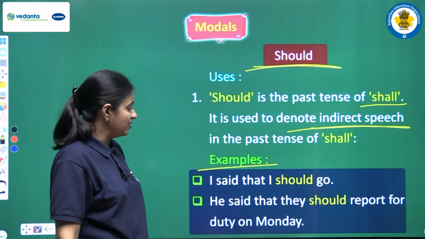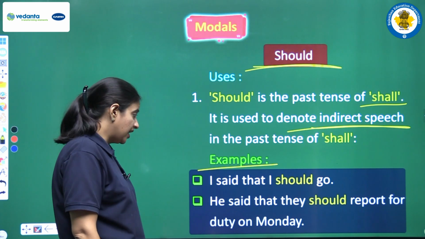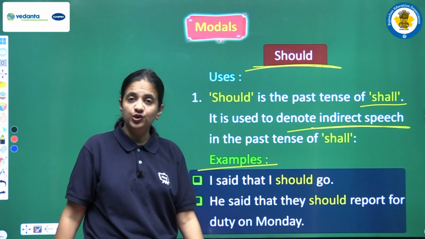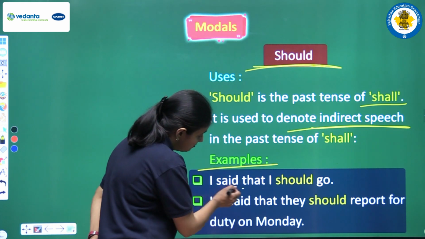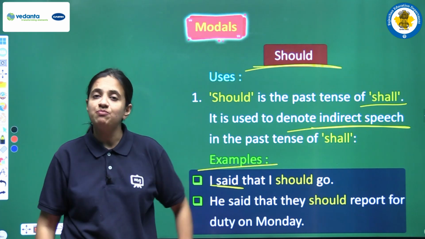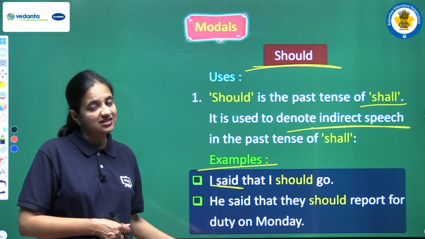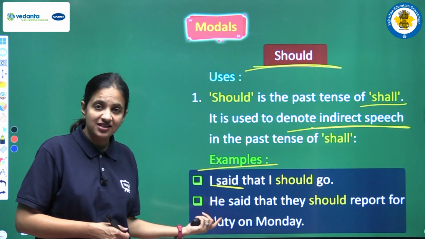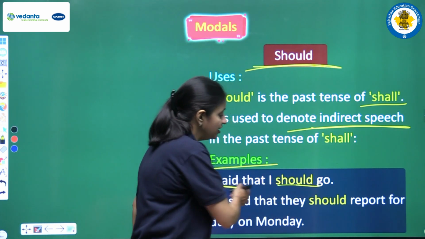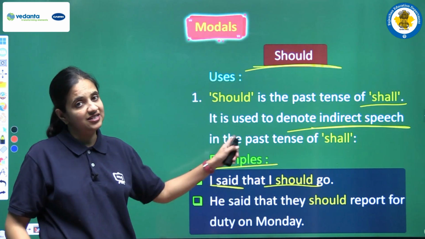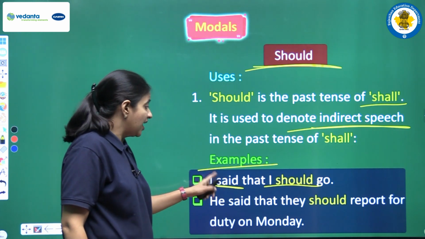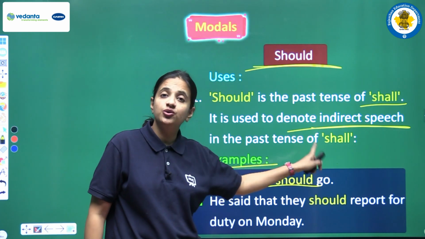The first example that we have here is: I said that I should go. So in this sentence we have said here. Said means past form because this is the second form of the verb. So here we have past tense. Because we have past tense here, this is the reason we use the past form, that is should, and the sentence will be: I said that I should go.